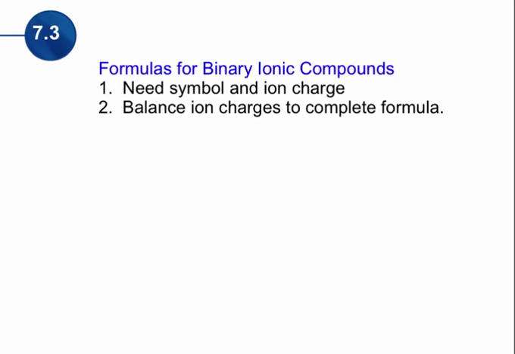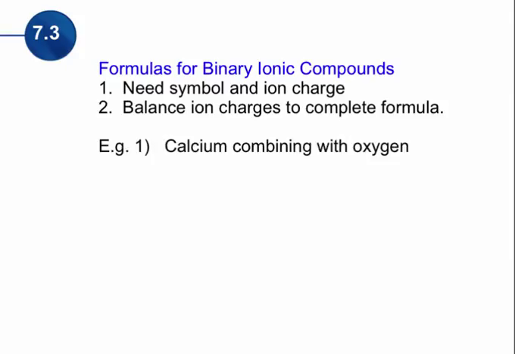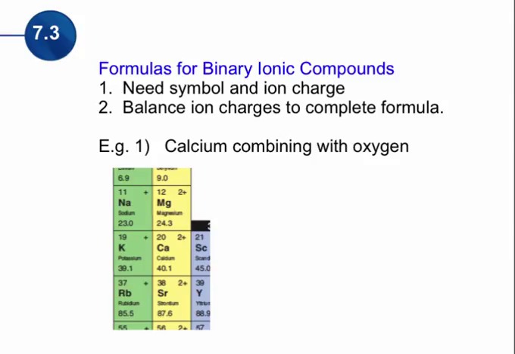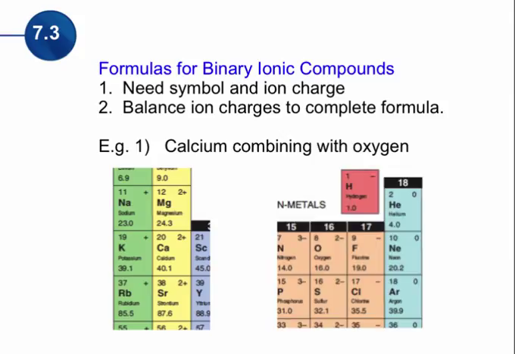We're going to do a series of examples here, and let's start with our first one. Let's imagine we are combining calcium with oxygen. The first thing we need to do is turn to our periodic table and find calcium and oxygen. On your periodic table, number 20 is calcium, and number 8 is oxygen. We can find both the charge and the symbol by looking at the periodic table. There's the symbol and charge, Ca, and oxygen has the symbol O with a charge of 2-, and that's what we need to write our formula.